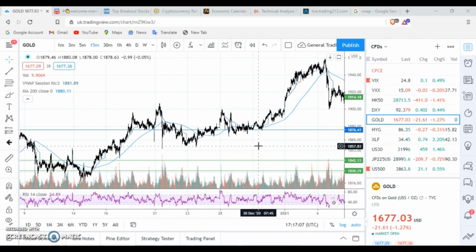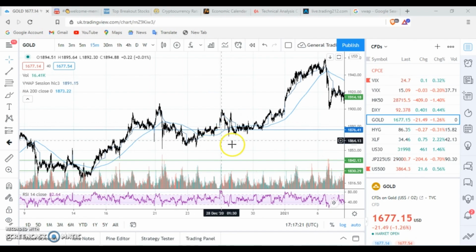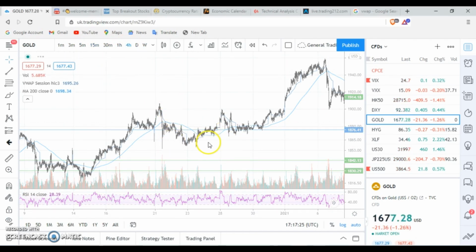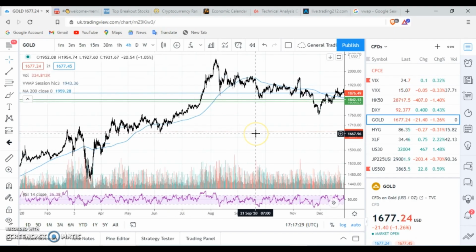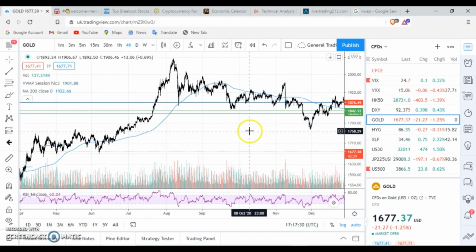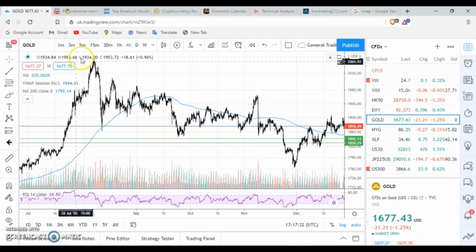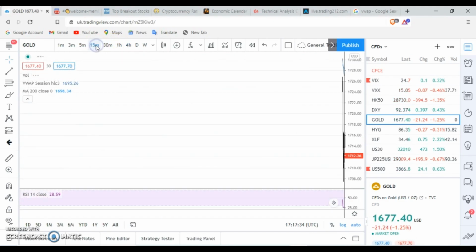VWAP is volume weighted average price. Basically, it works out the average price point throughout the day based on volume and price. It's more of a scalping strategy. I wouldn't really use VWAP for long-term trades, like a 4 hour or 1 hour chart. It just wouldn't work. It's purely a scalping strategy.